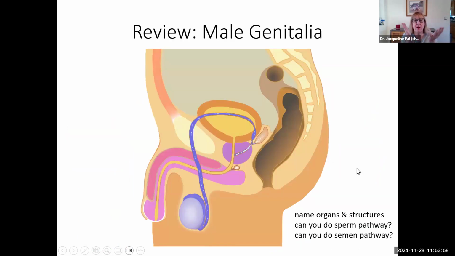So take your time, review all the organs as well as other structures that were named on the previous slides, and then follow the pathway of sperm from its origin to the outside, and then see if you can do the sperm pathway as well. Okay, and I will see you shortly when we come back, and we will be talking about what's in semen.